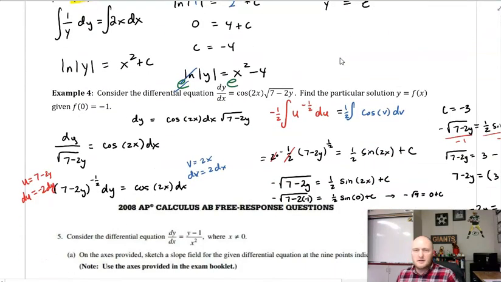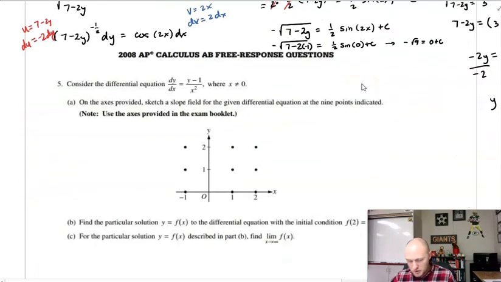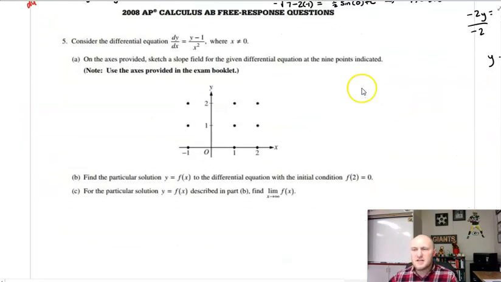All right, that's going to be it. If you would like a challenge, maybe try one on your own. Here is the 2008 AP Calculus AB free response question number 5. This differential equation takes you through a slope field, a particular solution, and then finding a limit.